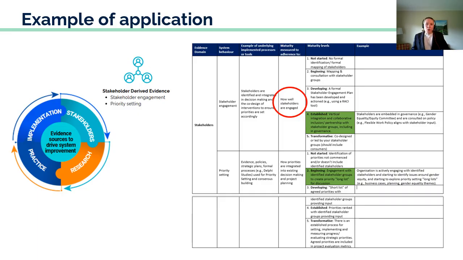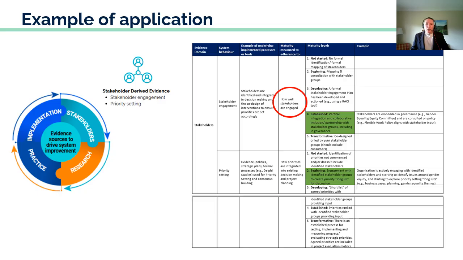In this case, the organisation has people from their workforce, from employees across all career levels, embedded in governance structures. So that includes things like the Gender Equality Committee and more. And their employees are consulted on policy, for example, the things around flexible work and how it's working for them. So that's aligning really well with integrating stakeholders and engaging stakeholders. So here the organisation has assessed themselves as pretty established.